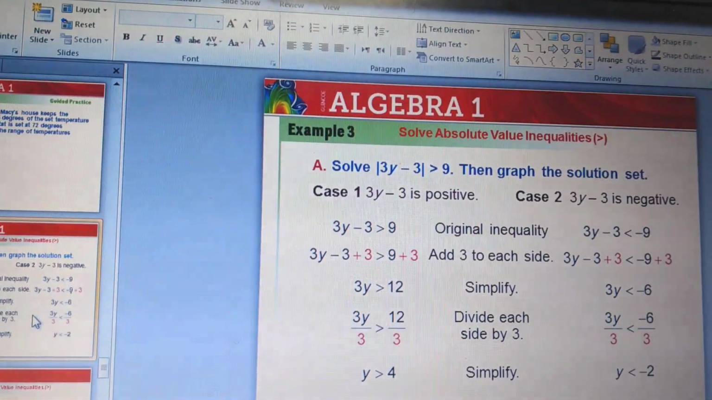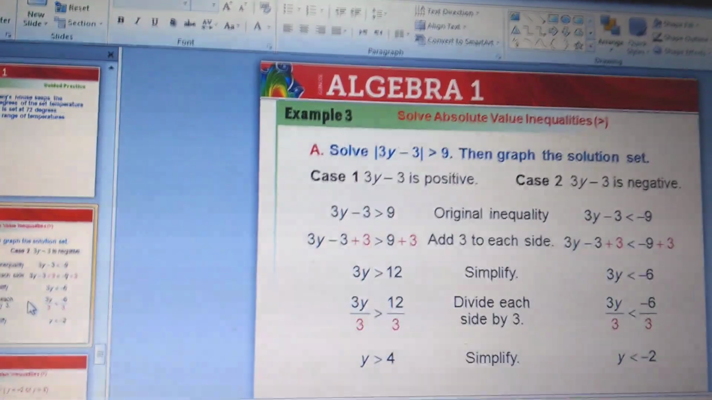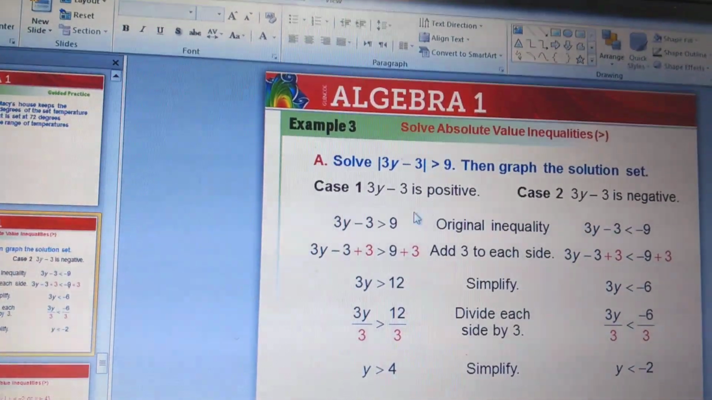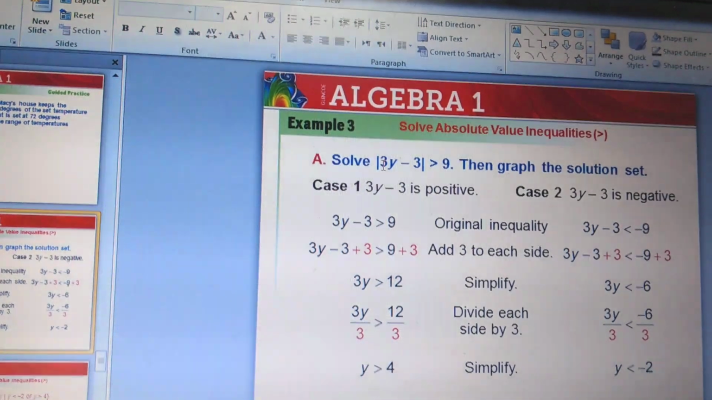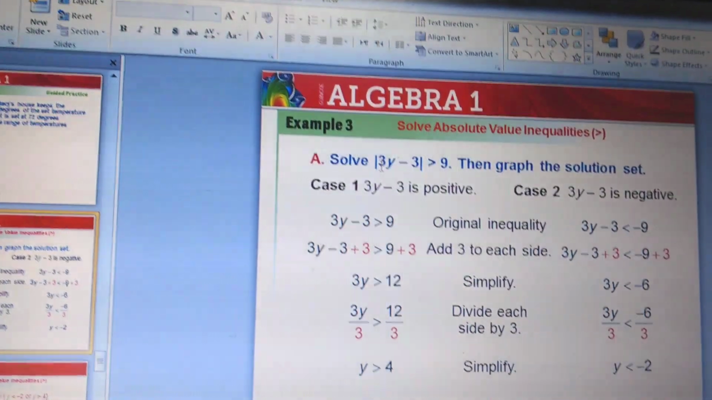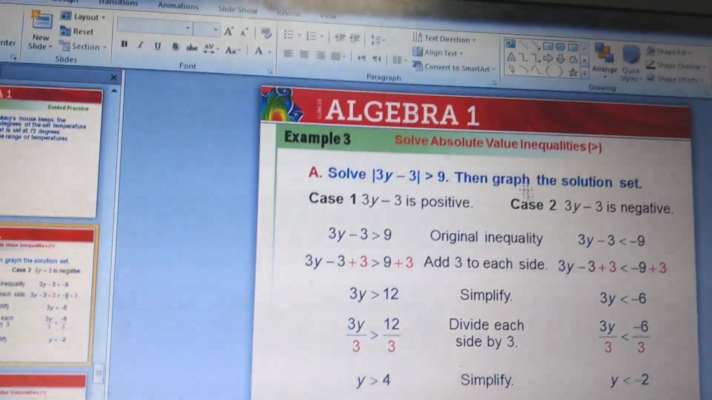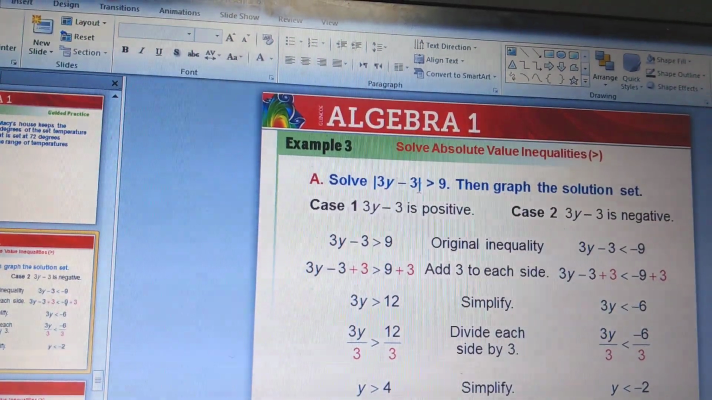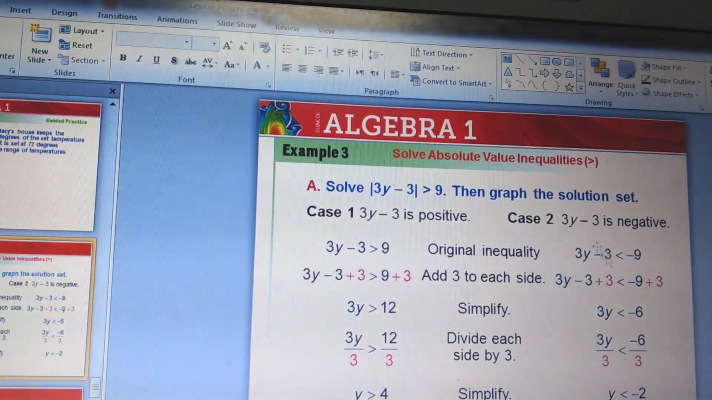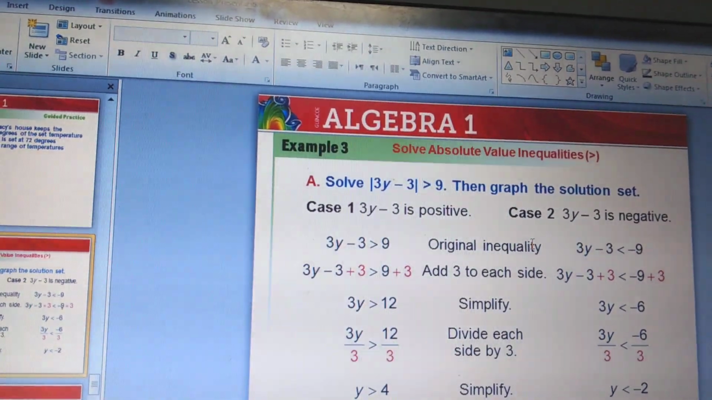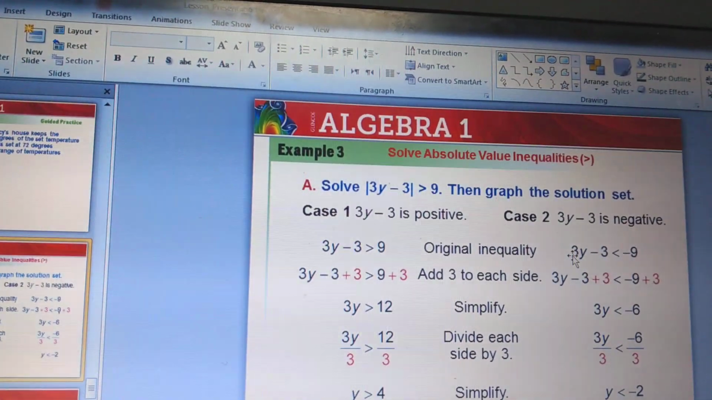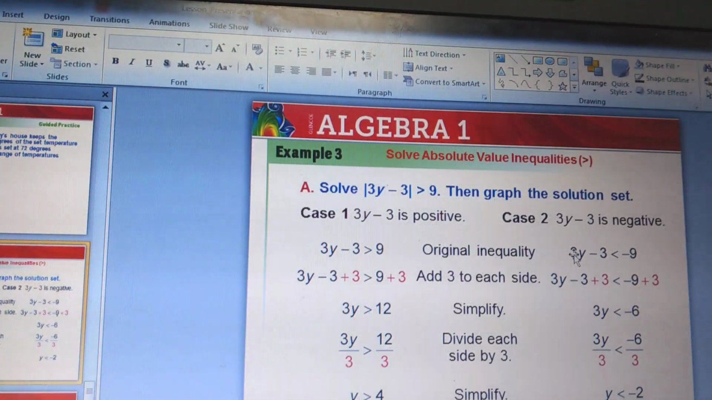Now we are going to solve absolute value, but here the variable has number with it, like here. Of course, you will make the same steps exactly. Here what you write: 3y minus 3 more than 9, case 1. Case 2, 3y minus 3 less than negative 9. You see? Nothing different, only he multiplied the variable by a number.